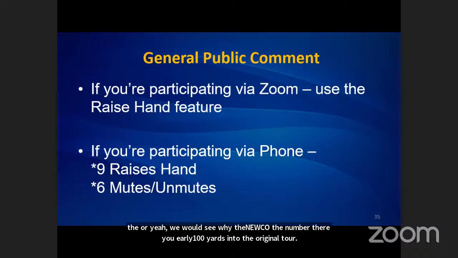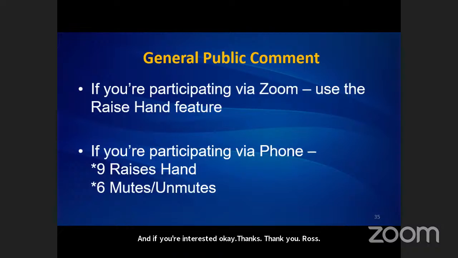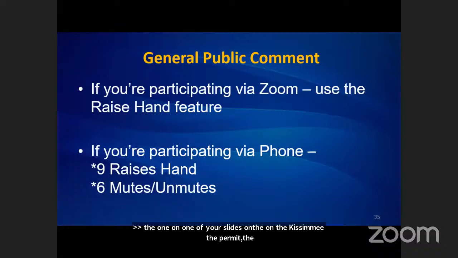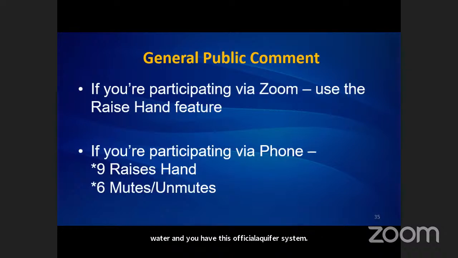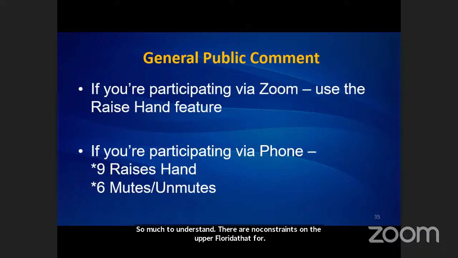And the second question I had is for Don, Mr. Medini. On one of your slides on the Kissimmee, on the permit criteria and constraints, you had listed there constraints on groundwater and you have the superficial aquifer system. So am I to understand there are no constraints on the upper Florida aquifer for permits in that one area when you're talking about the groundwater constraints?